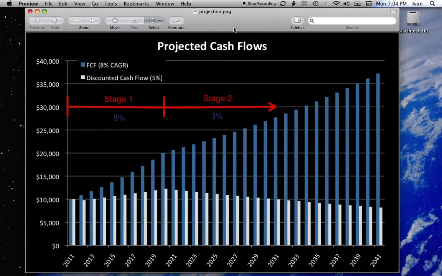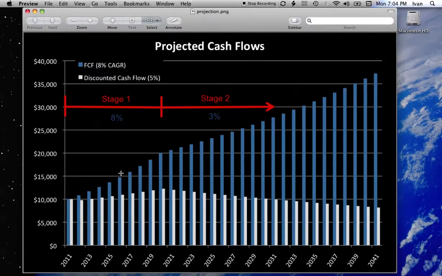Now let's take a look, a little bit of background here. What did we just do? Here we have a graph that demonstrates what we just accomplished with DCF Calculator. On the x-axis we have years that we project out to year 2041. This represents a 30-year time window. On the y-axis we have dollars. So if you recall, we started with $10,000, and the blue bars show the projection that we made from our 2 stages.